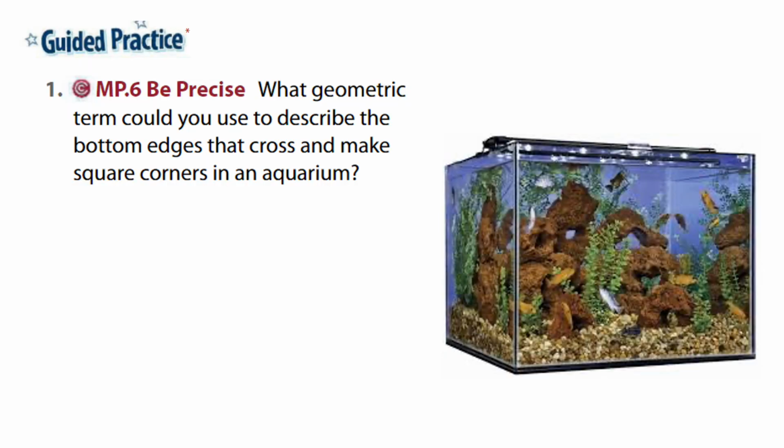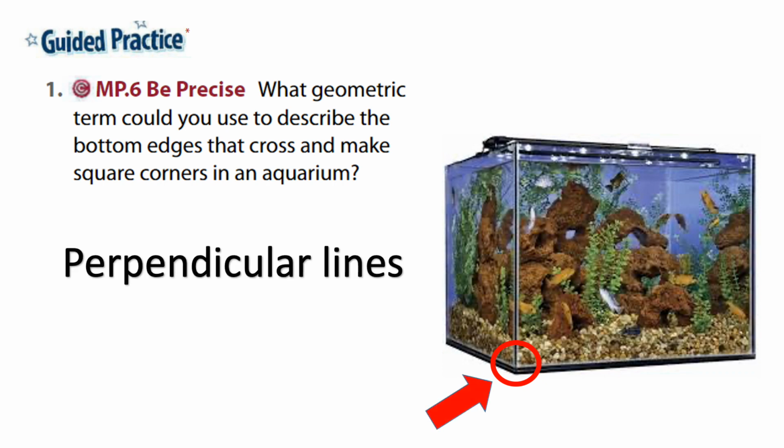Now, what geometric term could you use here to describe the bottom edges that cross and make square corners in an aquarium? Of course, you can see that this corner is the intersecting point of two lines, and since this corner makes 90 degrees or forms a right angle, this means that the two lines are perpendicular lines.